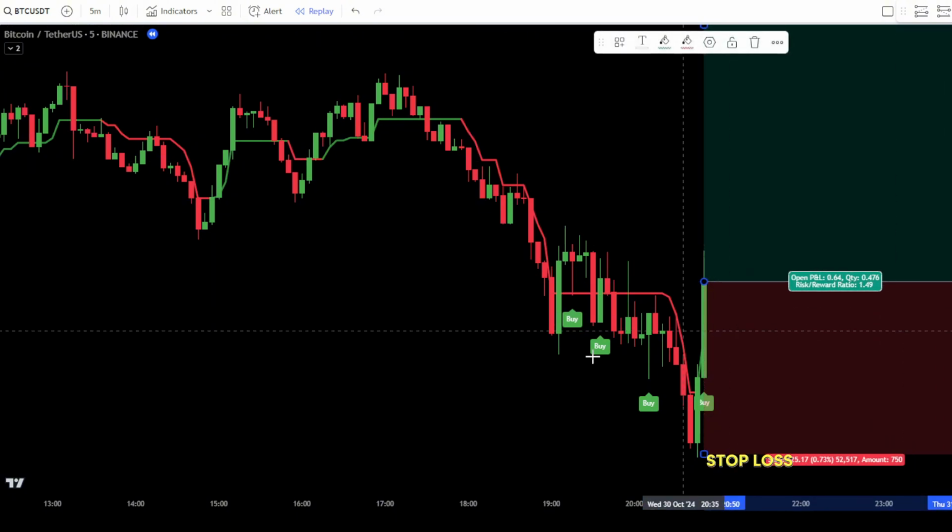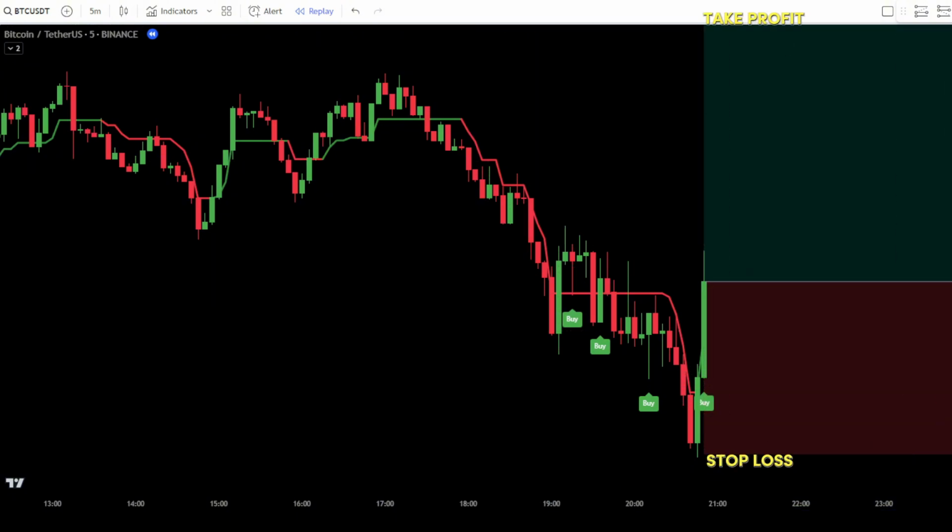Set the stop loss at the last swing low. Use a take-profit target with a risk-to-reward ratio of 1 to 1.5.